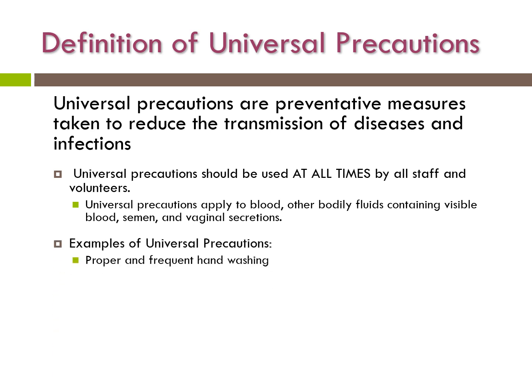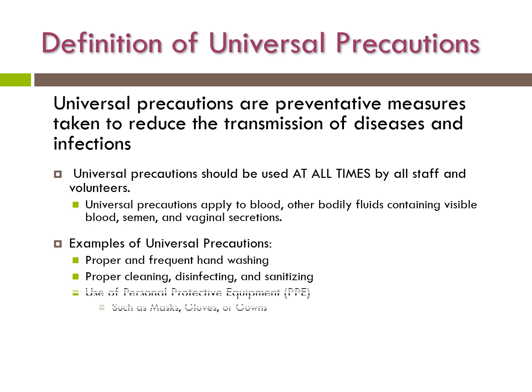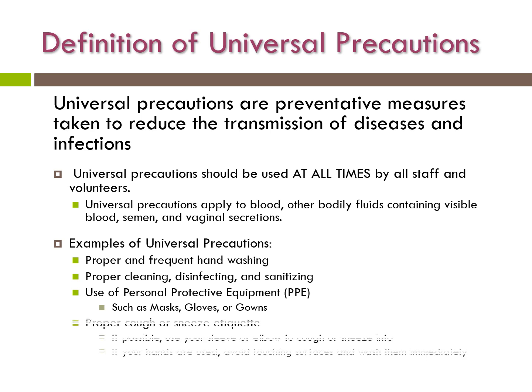Examples of universal precautions include proper and frequent hand washing, proper cleaning, disinfecting, and sanitizing, use of personal protective equipment or PPE such as masks, gloves, or gowns, and proper cough or sneeze etiquette. If possible, use your sleeve or elbow to cough or sneeze into. If your hands are used, avoid touching surfaces and wash them immediately.